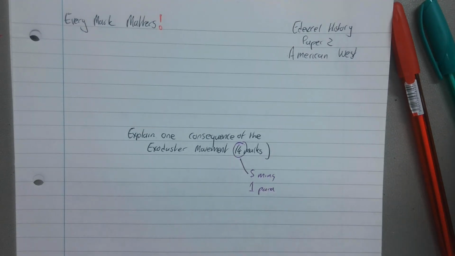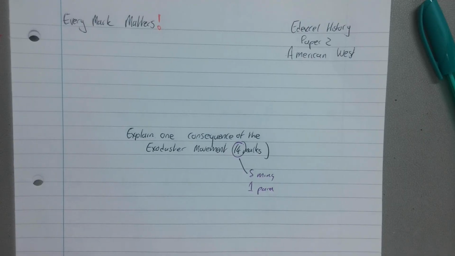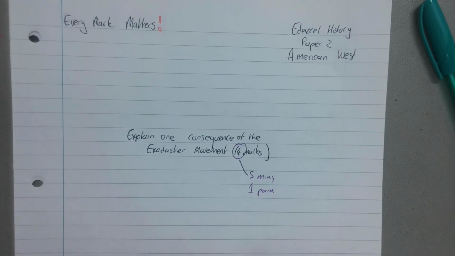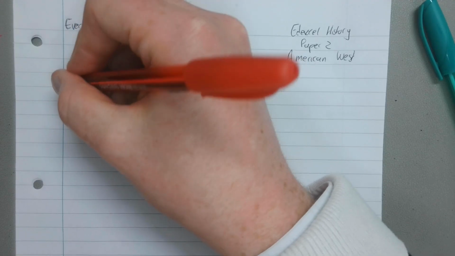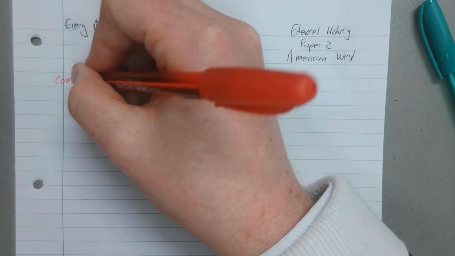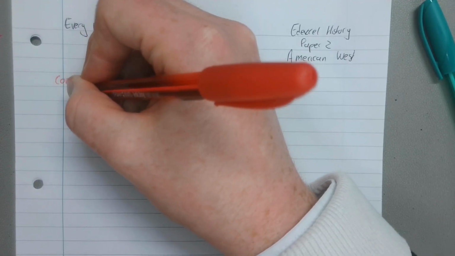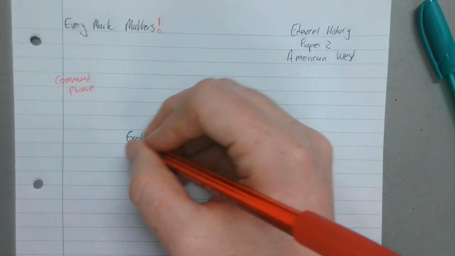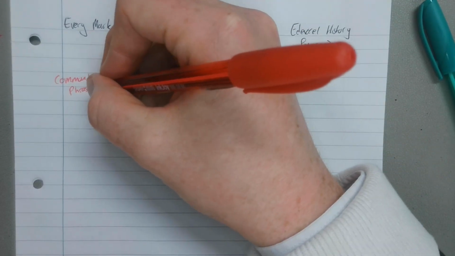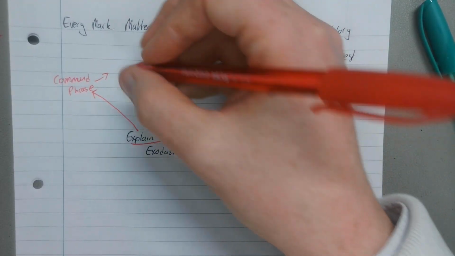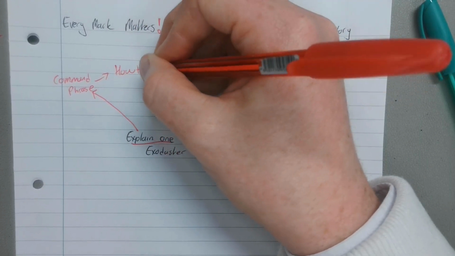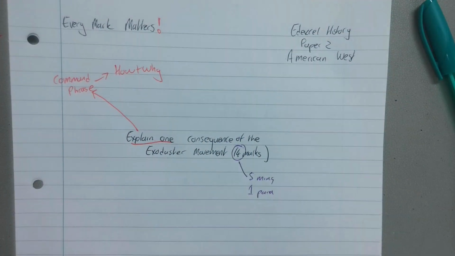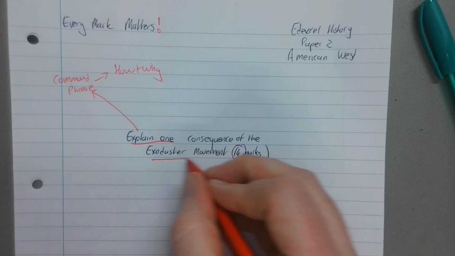These questions are made up of 3 components: the command phrase, the focus, and the second order concepts. Our command phrase for this question is explain 1. In this context, it is specifically asking you to explain how and why. Our focus of today's question is the Exodus, the movement.